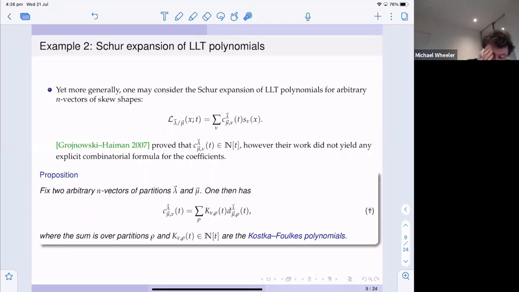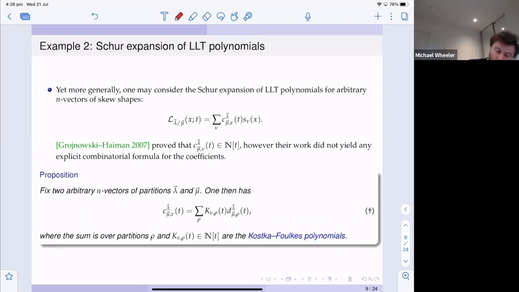Okay, so let me try to say something about the progress that comes out of the work that we have done. Basically you have this formula here. These are the coefficients that we would like to obtain a combinatorial formula for. And one can expand them in terms of the expansion coefficients that we have found. And the expansion coefficients there are nothing but the Kostka-Foulkes polynomials. There are several different ways of defining these.